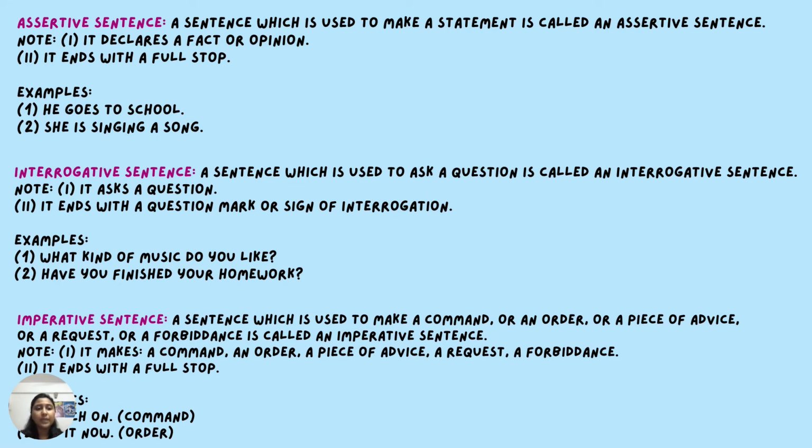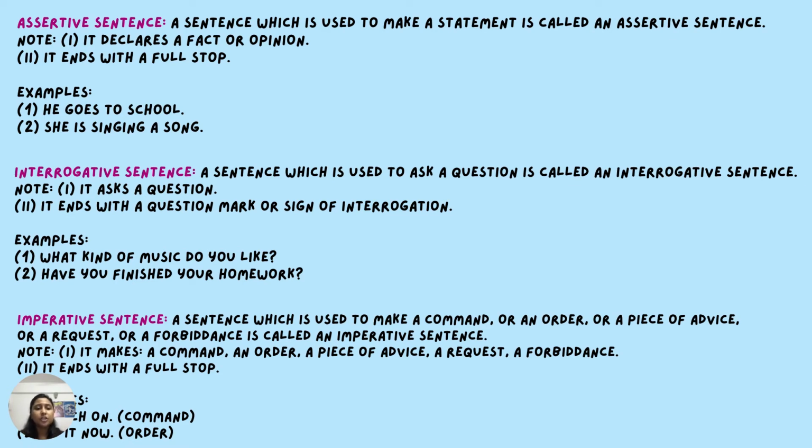First of all, we have assertive sentence. Now what is it? An assertive sentence is a sentence which is used to make a statement. It declares a fact or opinion, and it always ends with a full stop. For example, "He goes to school." This is a very plain, very clear statement that I am stating. The second one is "She is singing a song." This is also a statement. So that is what we call assertive sentences.